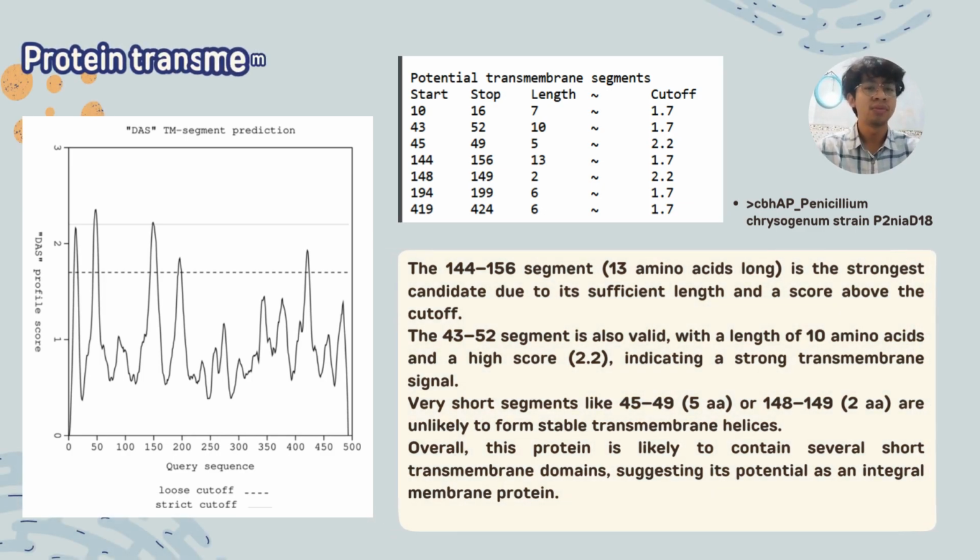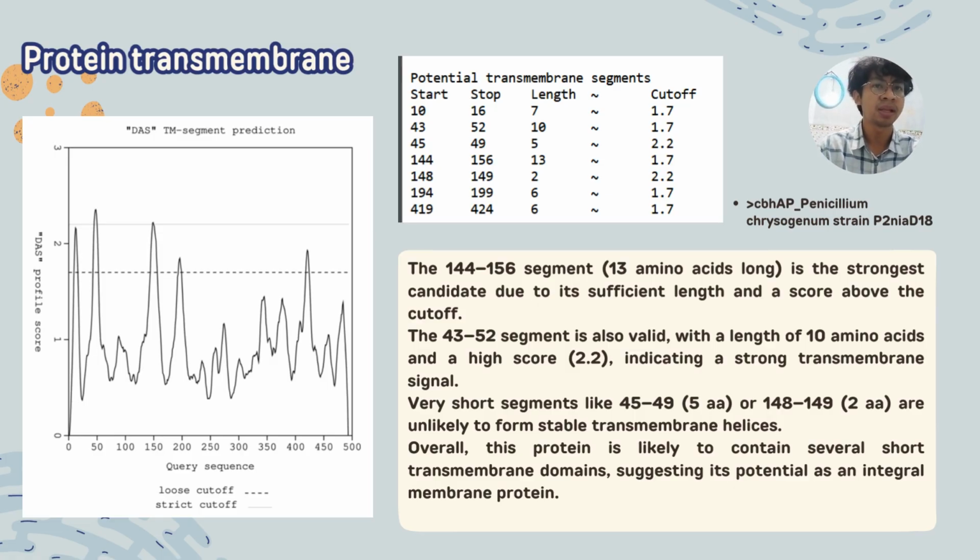In this analysis, we use the DAS method to predict the transmembrane segments of the cbhA protein from Penicillium chrysogenum strain E2NIAD18. The graph shows several peaks crossing the cutoff threshold, indicating potential transmembrane domains. Among them, the 144 to 156 segment, consisting of 13 amino acids, stands out as the strongest candidate due to sufficient length and a score above the cutoff. Another valid segment is 43 to 52, which has a length of 10 amino acids and a high score of 2.2, suggesting a strong transmembrane signal.